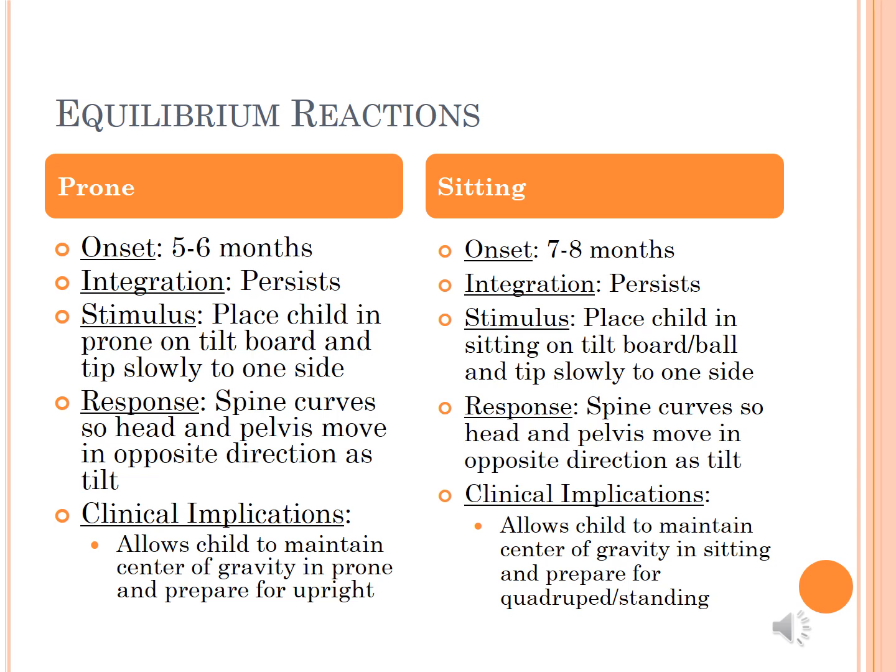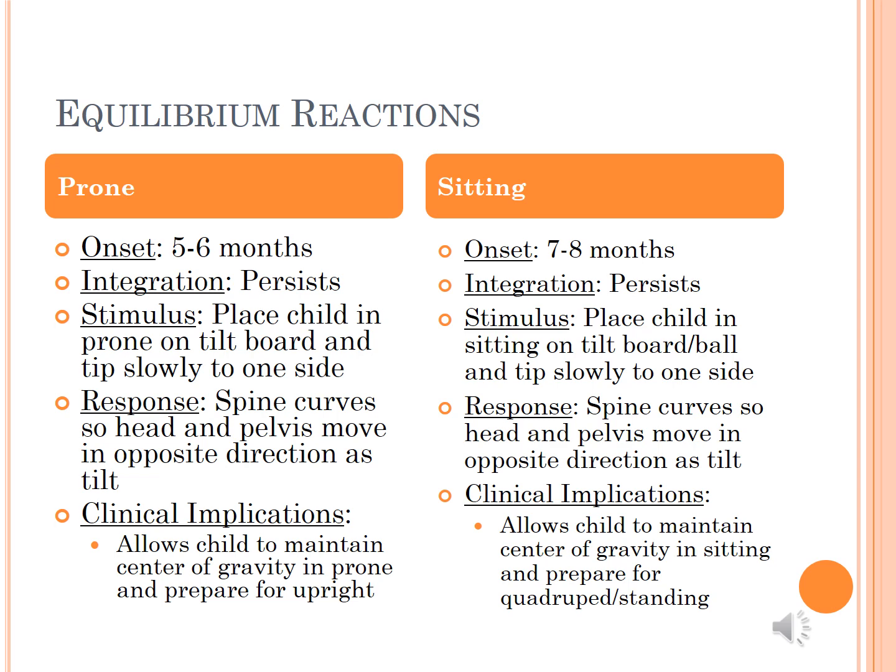For the prone equilibrium reaction, onset is about 5 or 6 months old, and it again persists if you have a child laying on their belly and they're on a tilt board or a ball or just on your lap and you're rocking from side to side. You should automatically see their trunk, their spine curve in the opposite direction that you are tilting them, again in an effort to come back towards that midline position.